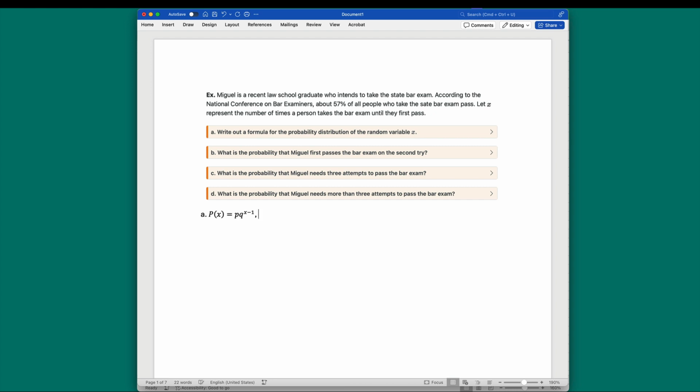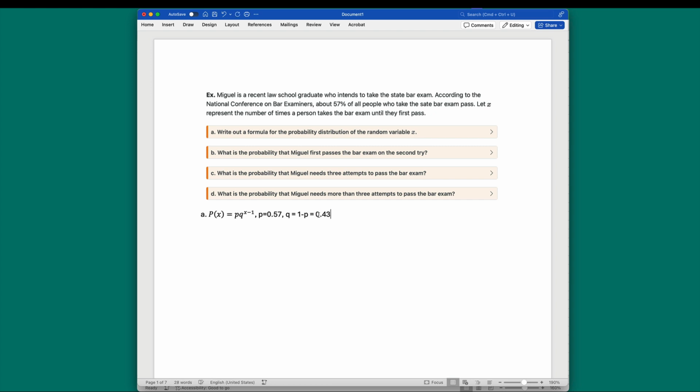A successful outcome is passing the bar exam in a single attempt. We are told that the probability of passing the bar exam in a single attempt is 57%, or 0.57 as a decimal. Q, which is the probability of not passing the bar exam in a single attempt, is just 1 minus P. So that gives us 1 minus 0.57, which is 43%, or as a decimal, 0.43. So Q is 0.43.